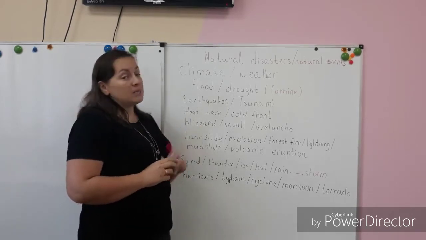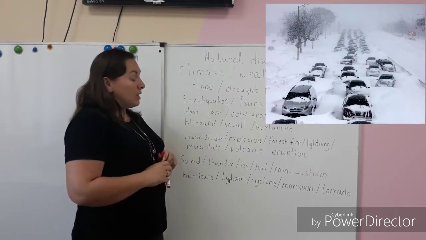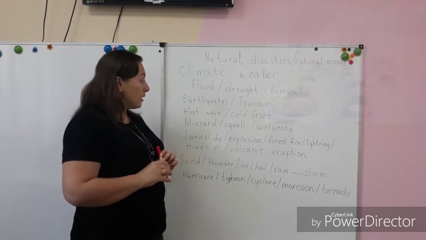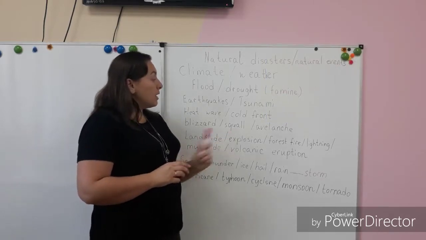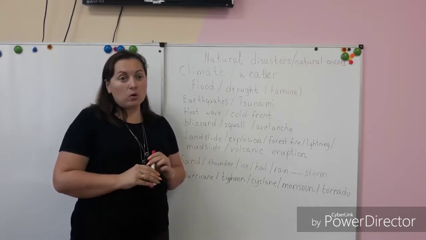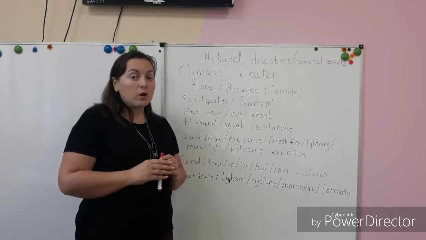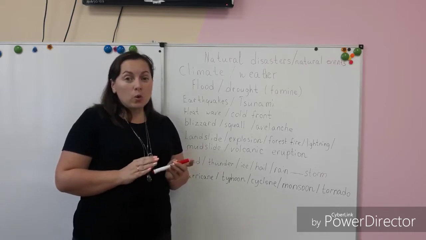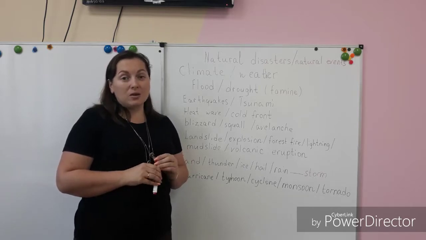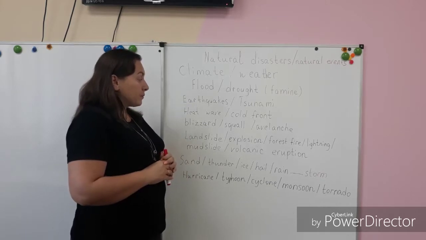So blizzard is a very hard snowfall, and it's falling very fast, and it is very hard to see through it. The squall is a very sudden blizzard. So imagine that it is a winter day and you are going for a walk, and maybe it is snowing a little bit, but then suddenly you cannot see even 1 meter from you.